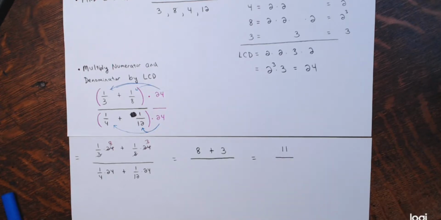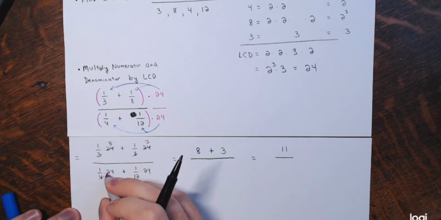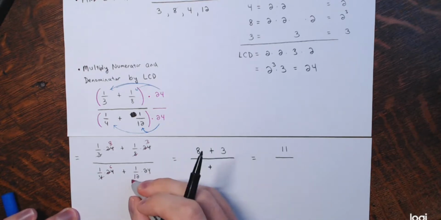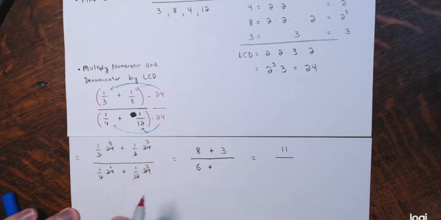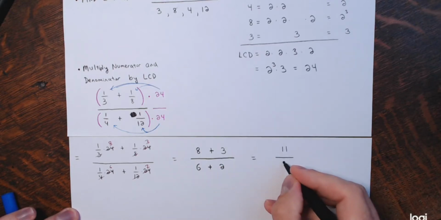And then I do the same in the denominator. I multiply each fraction, each term of the denominator, by the LCD. 1/4 of 24 is 6, and then I have plus 1/12 times 24, which is 2. And 6 plus 2 is 8.